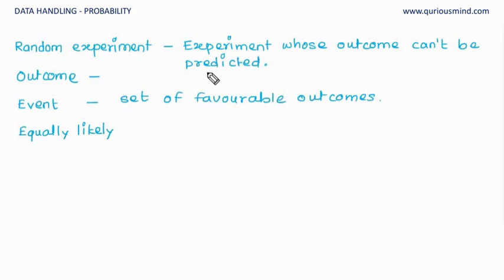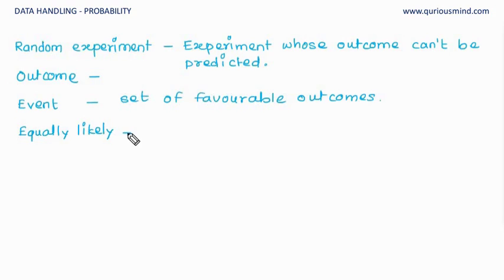So while discussing random experiment and event, we spoke about outcomes. Some of them were the total outcomes, and some of them were favorable outcomes. So outcomes are always divided into favorable outcomes and the total outcomes.